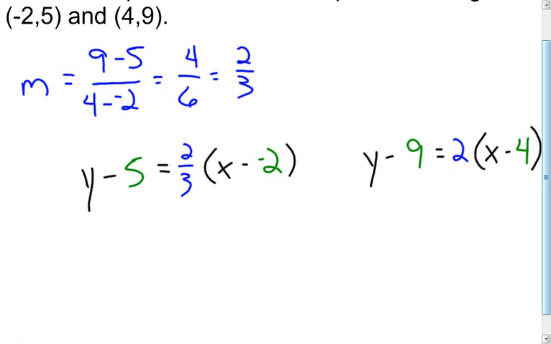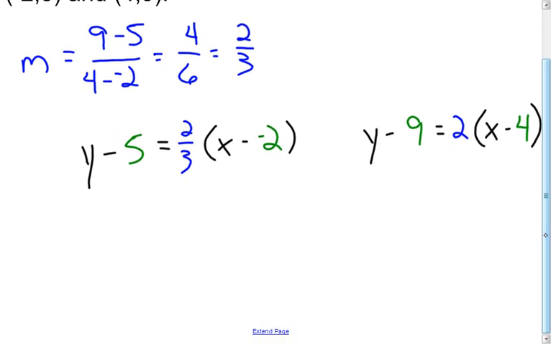And the reason that is because I would challenge you to take one of those equations, it doesn't matter which one, actually take both of them and solve them for y. In other words, get the y all by itself. And if you get the y all by itself, it'll be in slope-intercept form. When you do that, you're going to end up with y equal to 2/3 x plus 19/3.